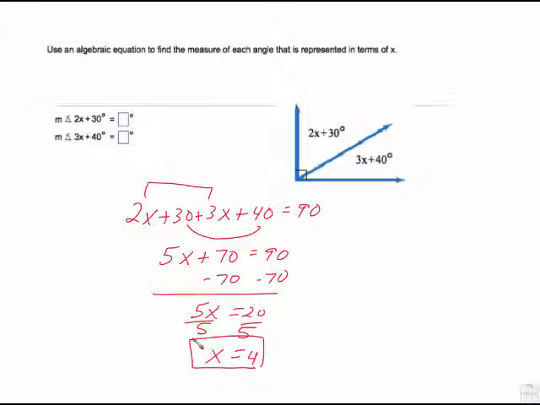They want you to come up with these measures up here. So once you knew that x was 4, put 4 right here. 2 times 4 is 8, plus 30 is 38 degrees. Put 4 right here. 3 times 4 is 12, plus 40 is 52 degrees. And that checks because 38 plus 52 makes 90, which is what this picture says it should equal because of the box.